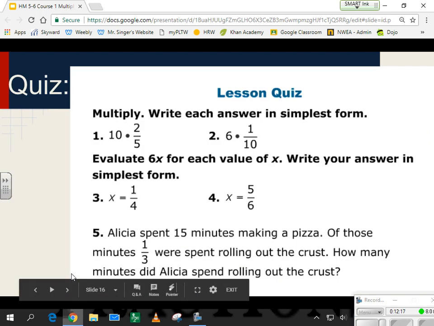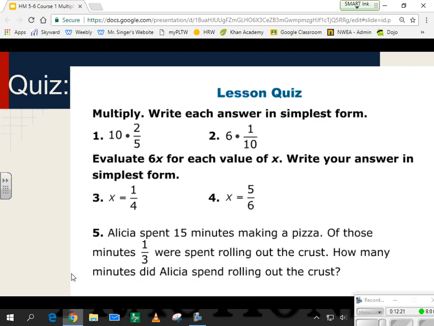And here's your quiz. All 5 questions in their glory. Make sure you're answering them in simplest form. And take your time, show your work so you don't make any mistakes.